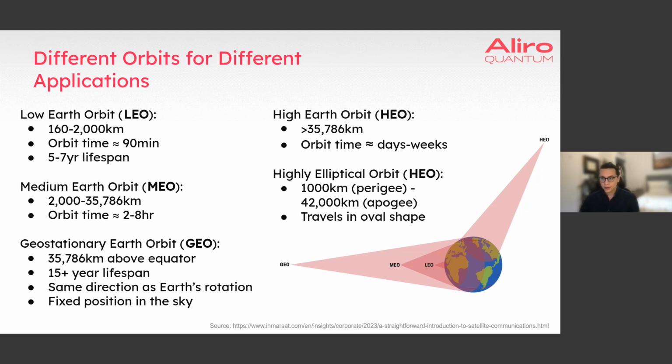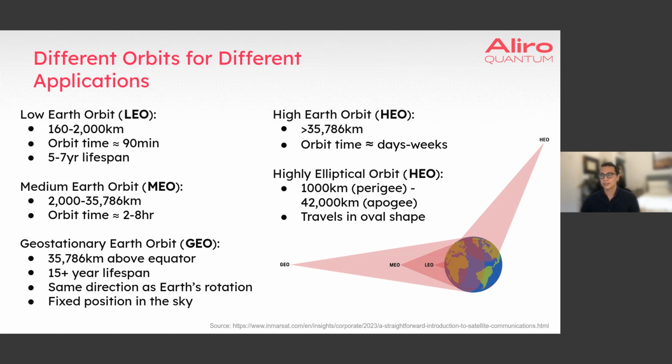So at geostationary, all of the satellites in GEO are either exactly 35,786 kilometers or very close to that distance above the equator. These GEO satellites have a much longer lifespan, anywhere from 15 years onwards.